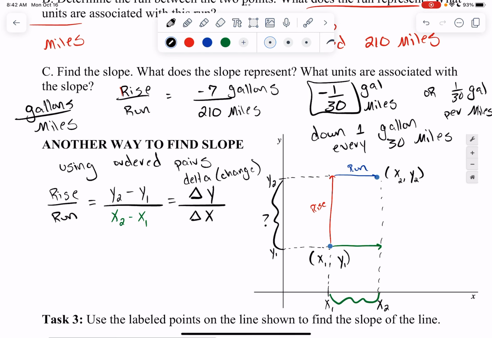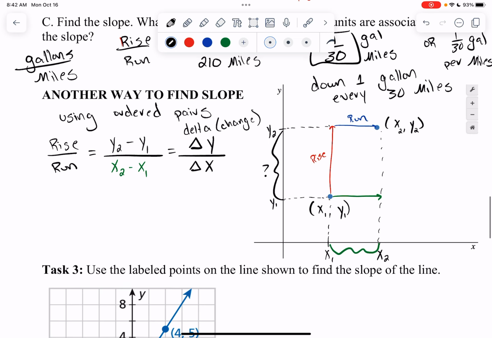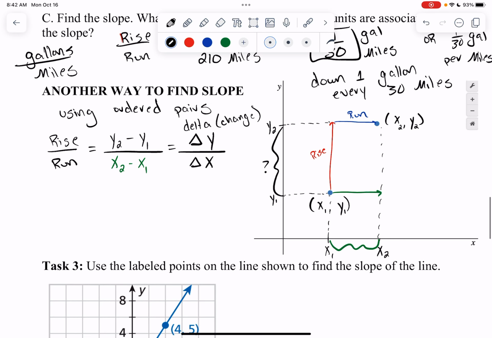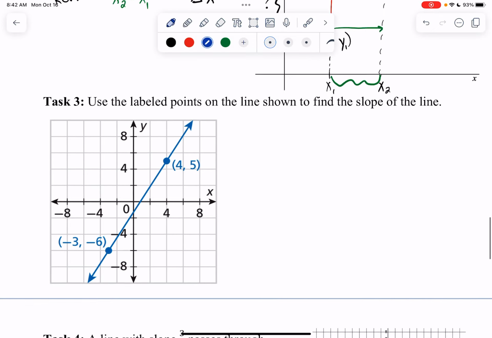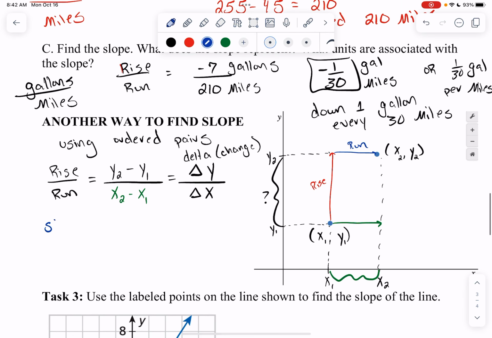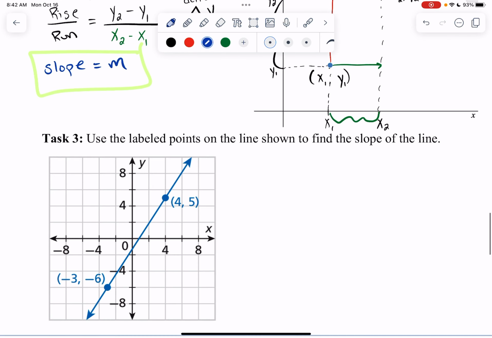It will save you from having to count the rise and run. You can just subtract to find the rise and run. For example here, I want to find slope, which instead of using the word slope all the time, we use the letter M. Do not ask me why they use M for slope. There's a bunch of different conflicting reasons, but for slope, we use the letter M.